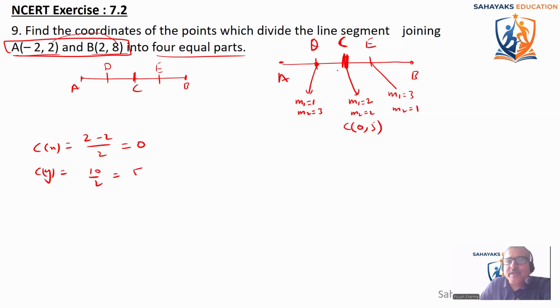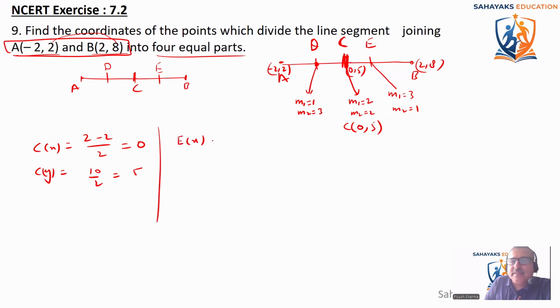Okay. Now we have this point C (0, 5). A is already (-2, 2), and B is (2, 8). Now we have to find the midpoint of C and B. Let's find the midpoint of C and B. So I'm finding E now.